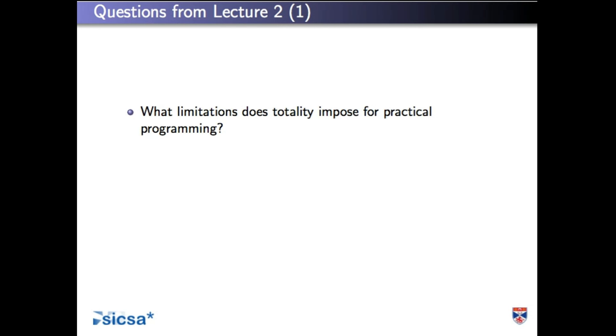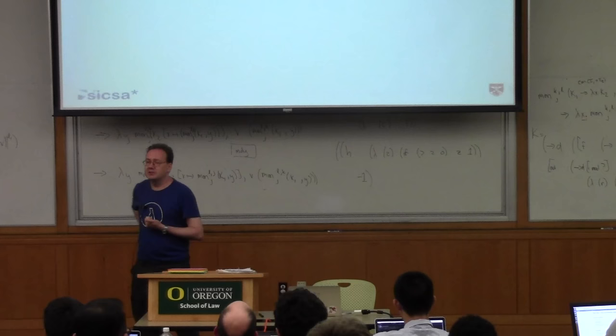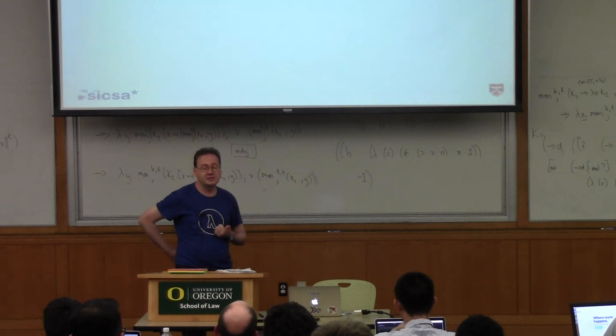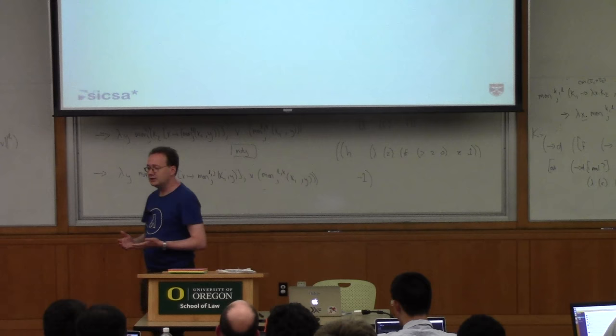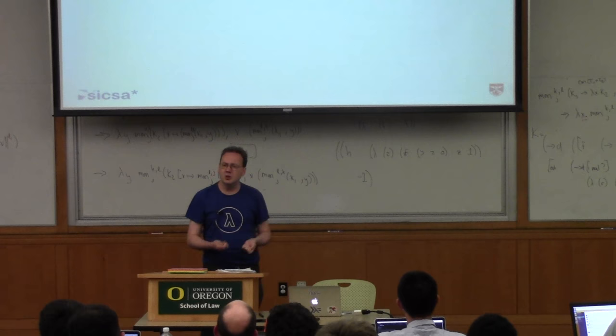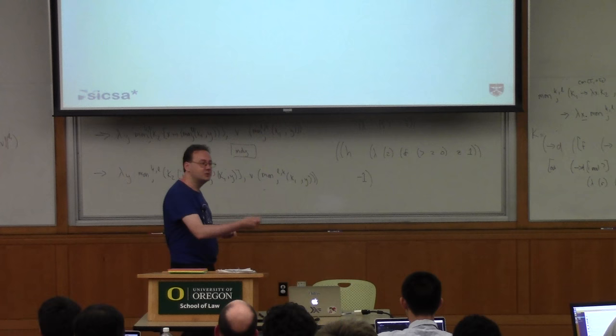So, a very important question: what limitations does totality impose for practical programming? At the minute, the difficulty is that deciding termination is something we're never going to be able to do in general, but people are working hard at ways of getting machines to do better at this. So at the moment, it means you have to think about the structure of a program, and how to show that this program reaches some base case. Sometimes it gets more difficult than it really needs to be.